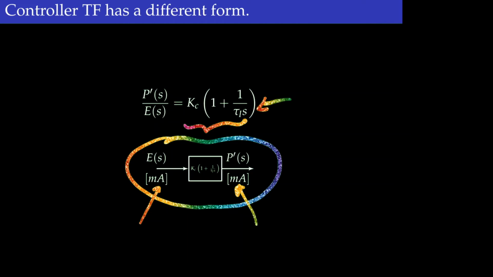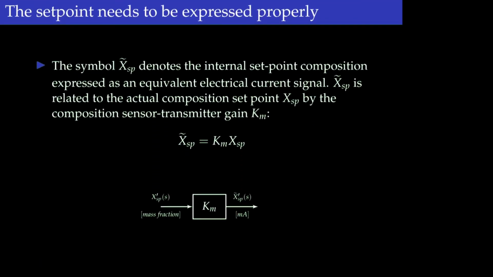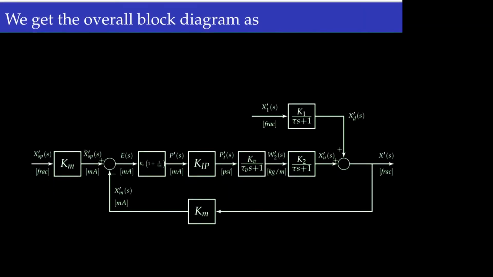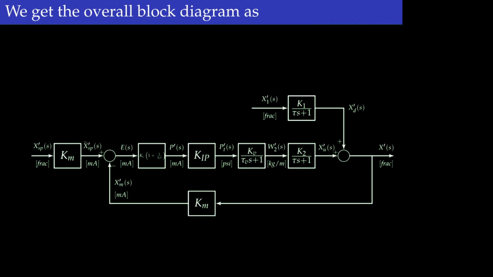Okay, now the set point also needs to be expressed in a proper way. For this case, the set point value will be specified in terms of mass fraction. However, for the controller, it needs a current signal. Okay, so we need a conversion between this mass fraction and the current signal, and that can be expressed by this block diagram. Now, if we plug in all of these elements together, we end up getting this.